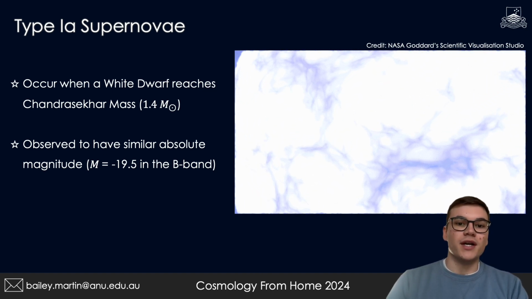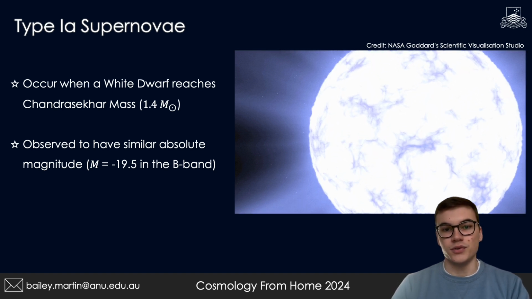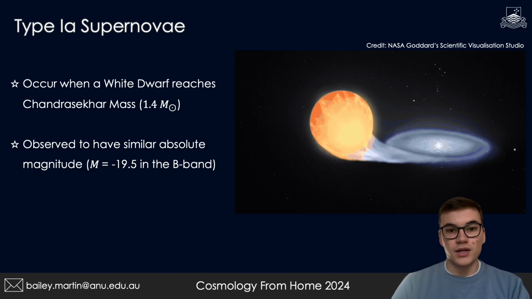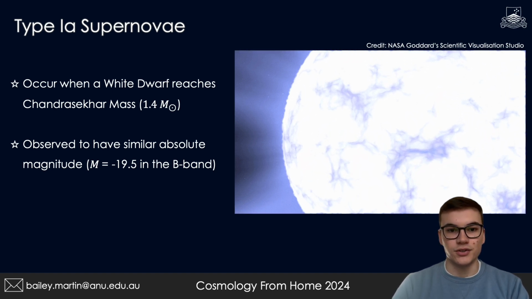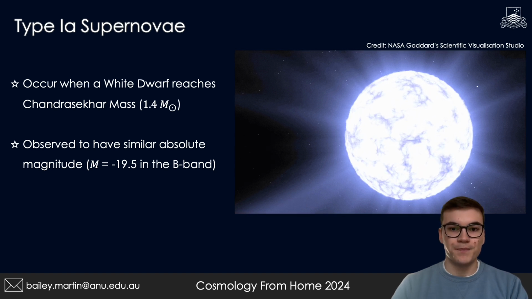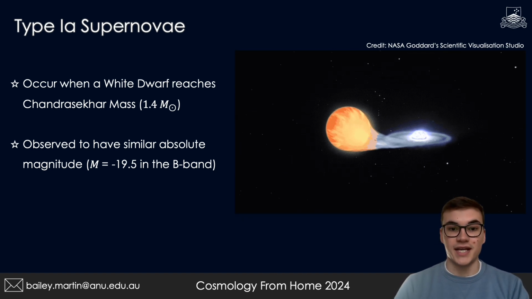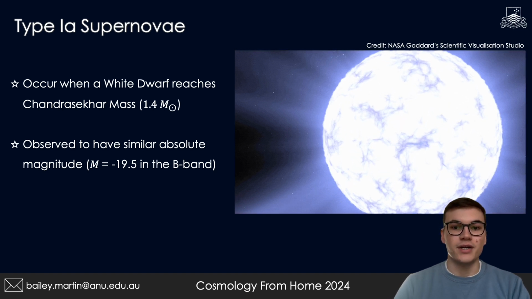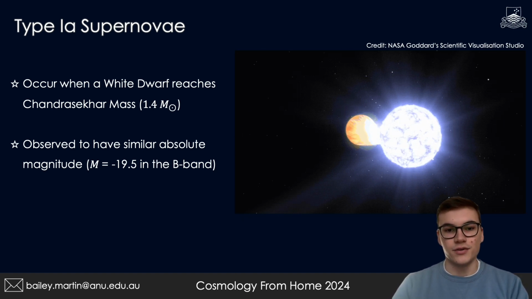Type Ia supernovae occur when a white dwarf star reaches the Chandrasekhar mass limit of 1.4 solar masses. Once the white dwarf surpasses this mass, the star is too heavy to be supported by electron degeneracy pressure, resulting in a runaway thermonuclear explosion. Now, Type Ia supernovae have been used for distance measurements for decades, and they've allowed us to constrain cosmological parameters that describe the structure and evolution of our universe.